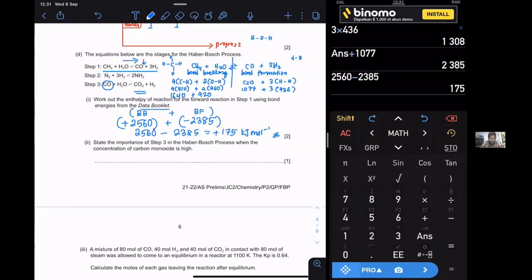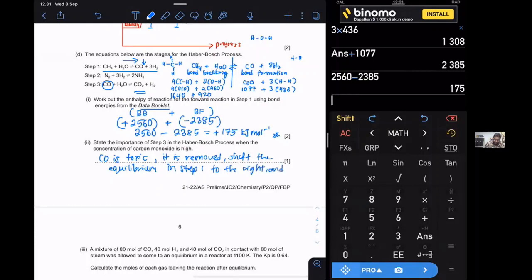So you write down: one, carbon monoxide is toxic, it's dangerous, so it is removed. And the removal of this will shift the equilibrium in step number 1 to the right, and this will increase the yield. This is going to be 1 mark. You need to just write this down.